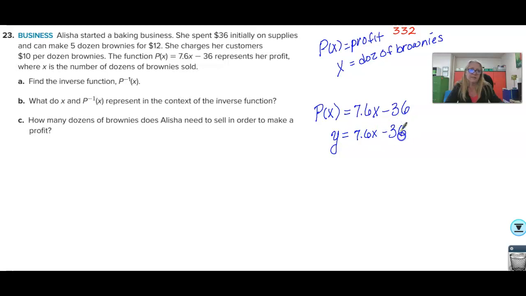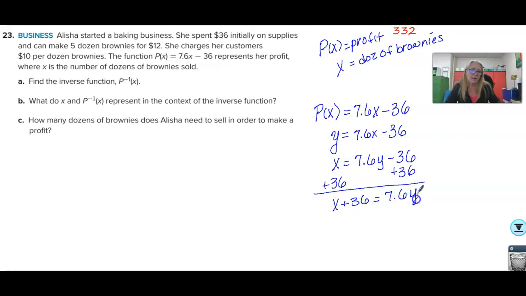I'm probably driving you nuts because I refuse to do 2 steps at once. Switch them. Okay. Solve for y. Add 36 to both sides. Gives me x plus 36 equals 7.6y. And then we divide both sides by 7.6. Those cancel. Now I'm going to do the great flipperoo. That gives me y equals x plus 36 over 7.6.